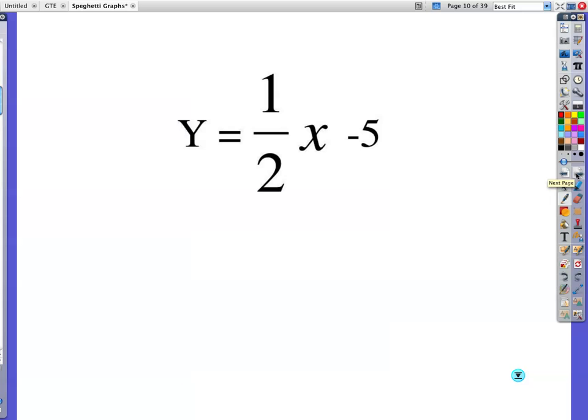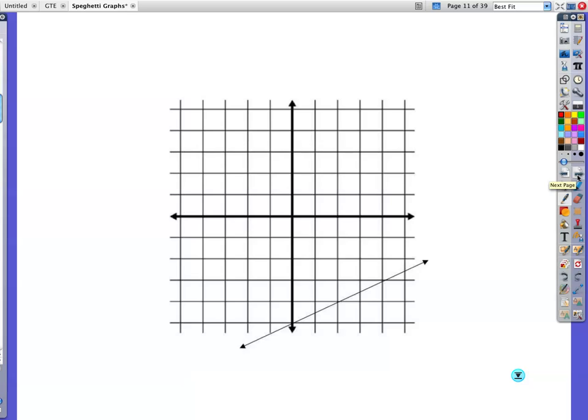1/2 x minus 5. Y-intercept of negative 5, slope of 1/2. So I rise 1, run 2. Rise 1, run 2. If I had to go back the other way, I would go down 1, back 2. Okay? And then graph the line.